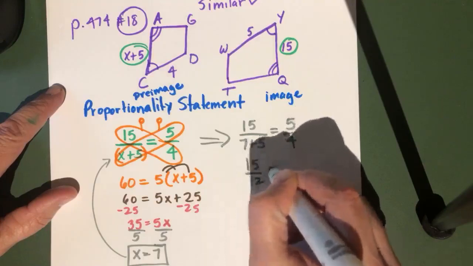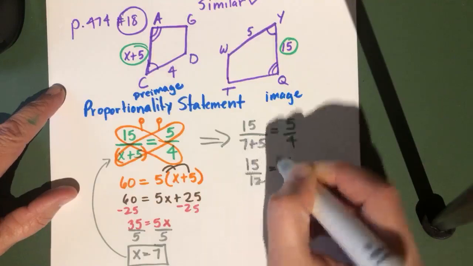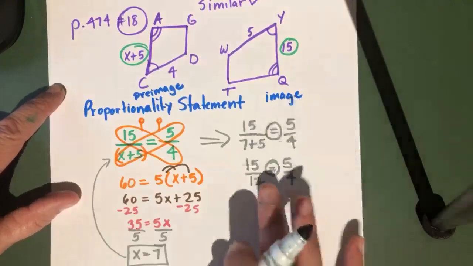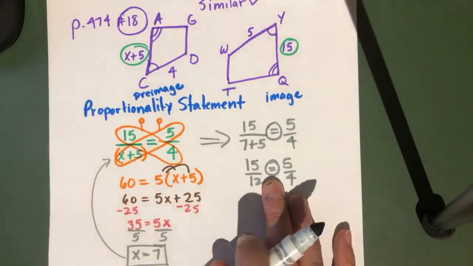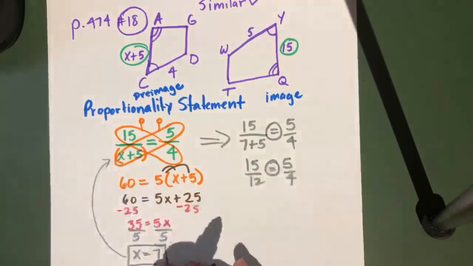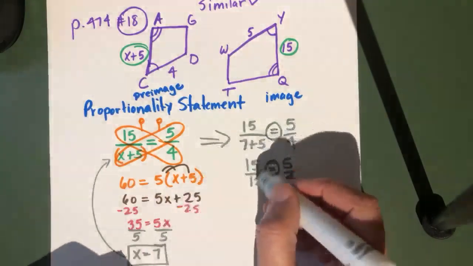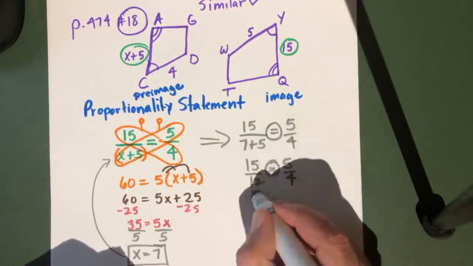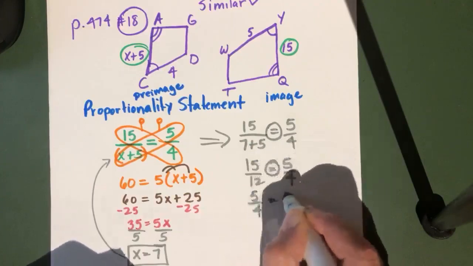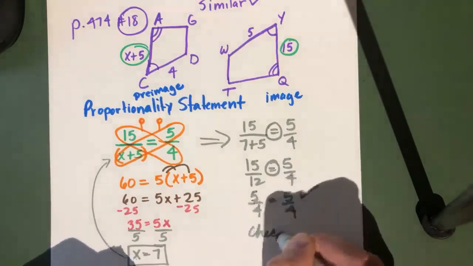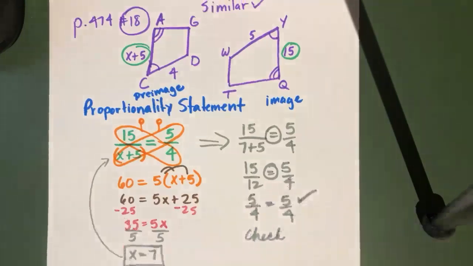15 over 12 equals 5 over 4. And again, this is not equals yet. We don't know that. We're trying to prove that that's equal. So you may want to circle it just in case, so you know that it may not necessarily work. It should if we solved it right. If you reduce 15 over 12, both of these can be divided by 3. You get 5 over 4, which does in fact equal 5 over 4. So you have checked your answer and it is good. You don't have to check it, but that's if you want to make sure.